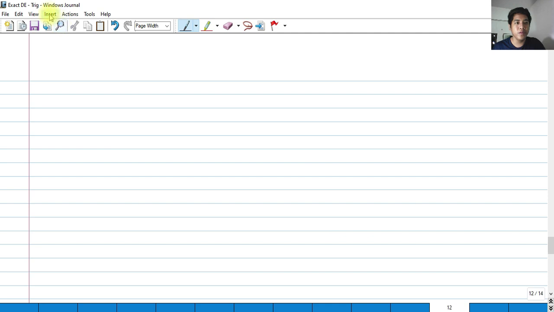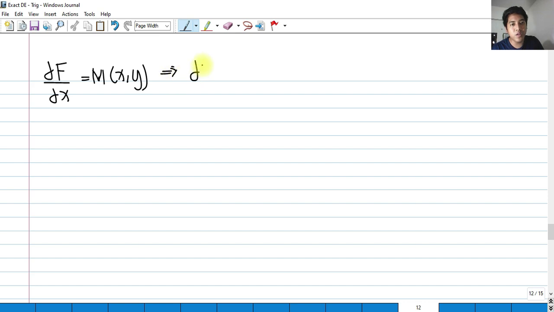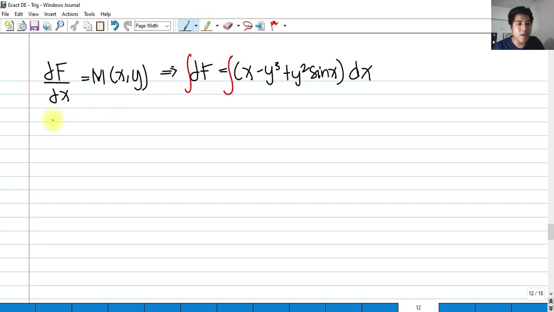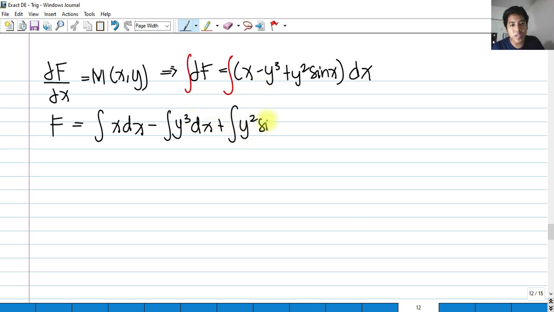Partial of f with respect to x of the M(x,y). So we have partial of f. Our value of M is, again, x minus y cubed plus y squared sine of x. And then we have, again, a dx here, cross multiplied. So if I'm going to get the integral of both sides, what will happen? We have f is equal to integral of x dx minus integral of y cubed dx plus the integral of y squared sine of x.